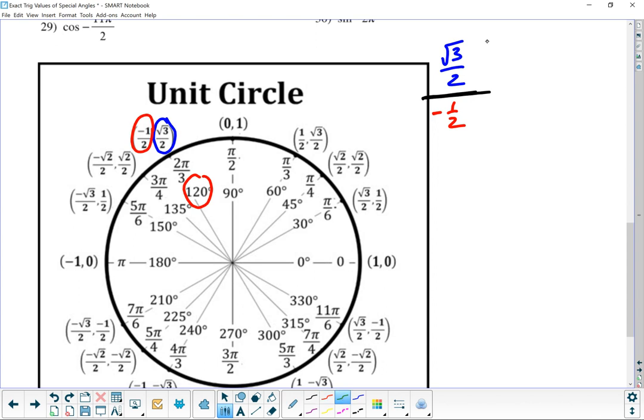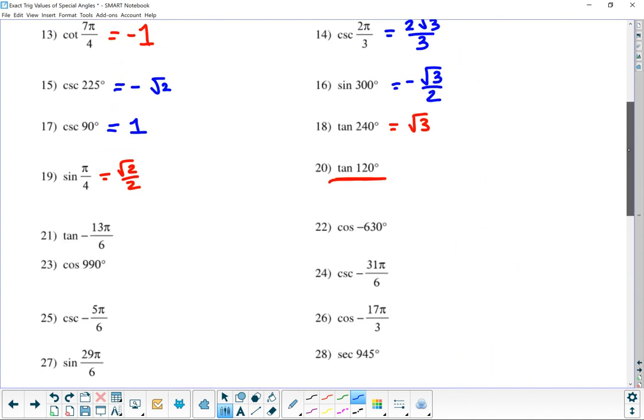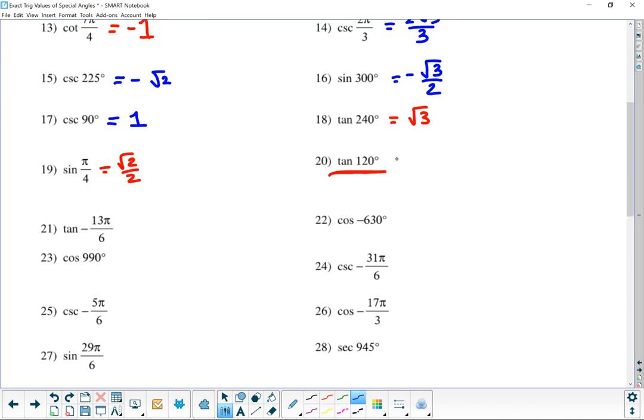Okay, and we're going to utilize the same strategy because we have a fraction over a fraction. We're going to go ahead and multiply it by 2, and that will allow us to cancel these 2's diagonally, and we will have radical 3 left on top and negative 1 left on the bottom. So radical 3 over negative 1 is just going to be negative radical 3. So number 20, tangent of 120 degrees is negative radical 3.